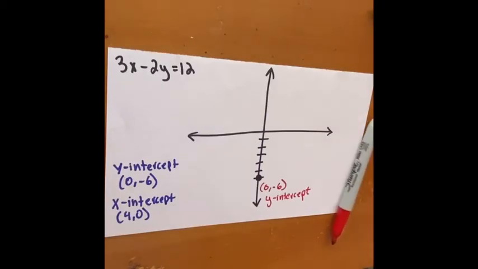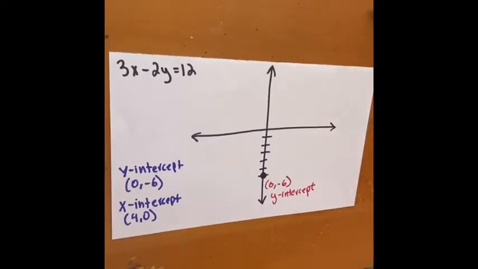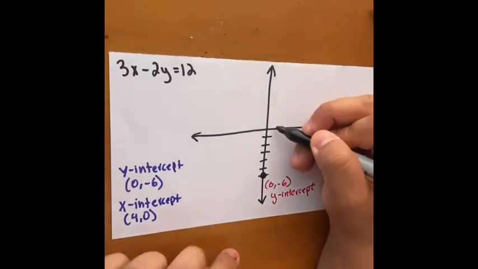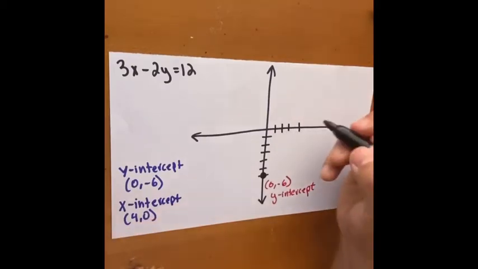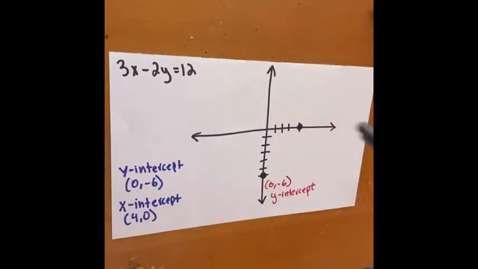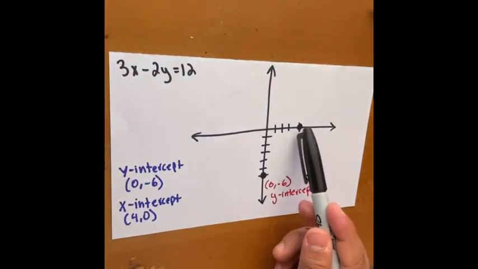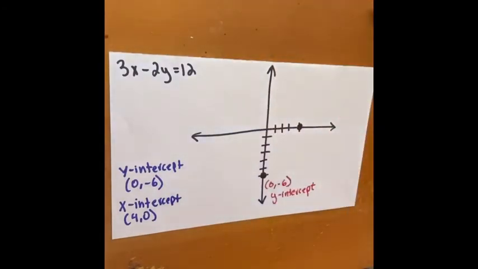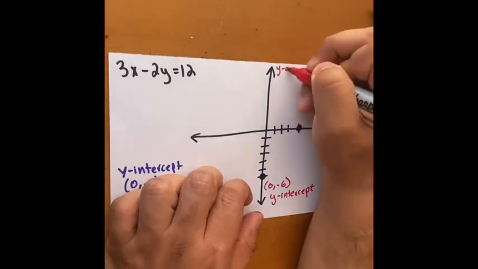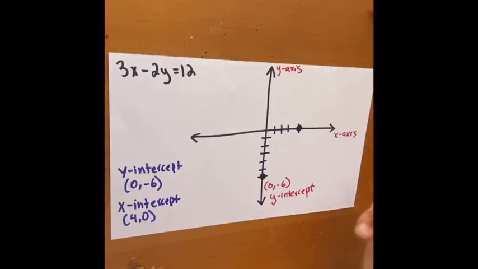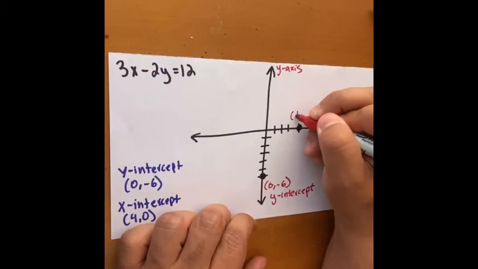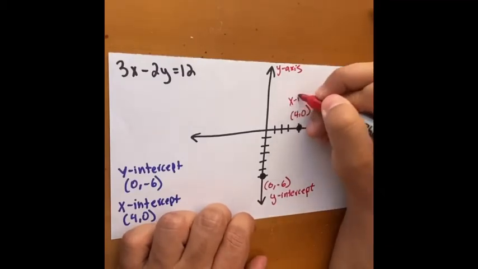Next, I'm going to plot my x-intercept. My x-intercept is going to be 4, 0. So I'm going 4 units to the right. 1, 2, 3, 4, and no units up or down. So my coordinate point is going to be right here. That's my x-intercept. I know it's my x-intercept because this point lies on the x-axis. So here's my x-axis, and here's my y-axis. My x-intercept 4, 0 is right here.